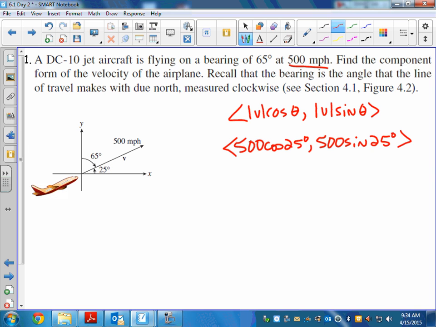So I got that to be 453.15 and 211.31. So what does that mean? The components of the velocity give the eastward and northward speeds, like the horizontal and the vertical distance. So that's saying that this airplane is traveling 453-ish miles per hour eastward and 211 miles per hour northward as it travels on the bearing of 65 degrees at 500 miles per hour.